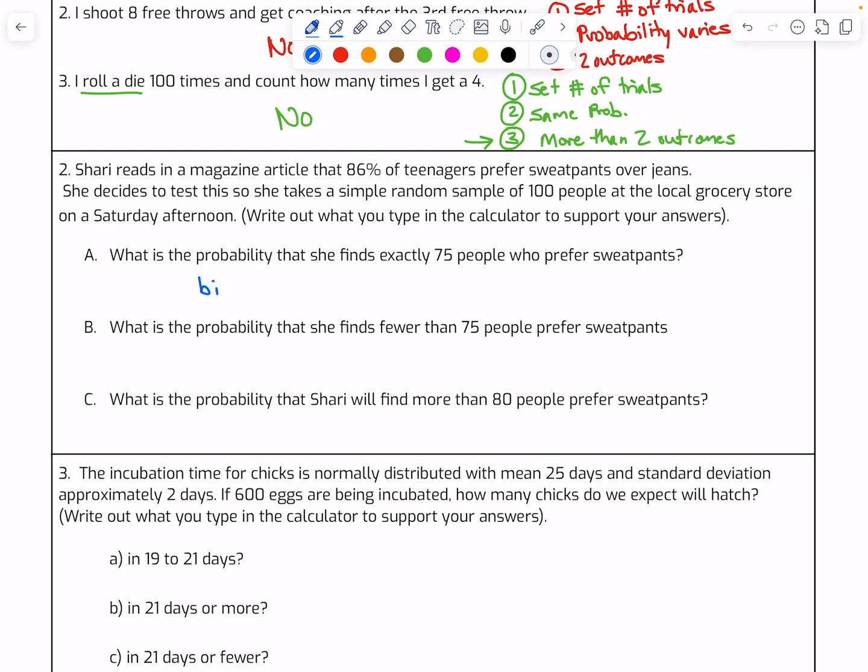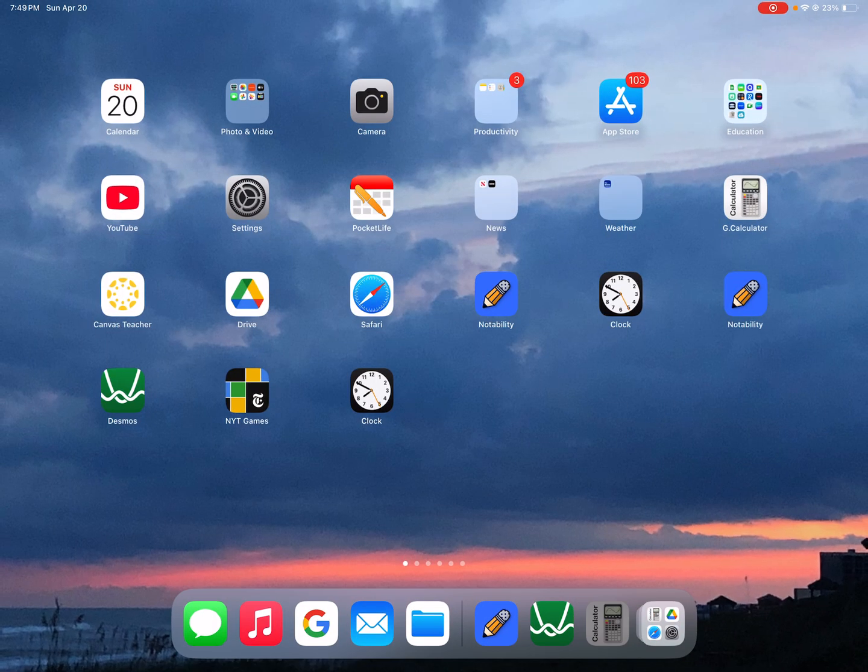So we're going to type in our calculator binom PDF because we want an exact number. We're going to type in the number of trials, which was 100 people. Each person would have an 86% chance, and we know exactly 75 people is what we're looking for. So those are the values we're going to type in our calculator.